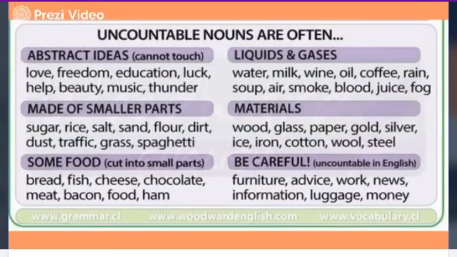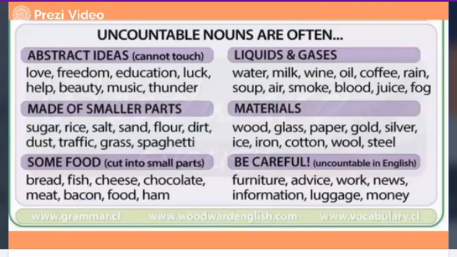Uncountable nouns are often abstract ideas or feelings like love, freedom, education, luck, health, beauty, music, thunder, or rain. Also things made of smaller parts, things that are very, very small, like rice, salt, sand, flour, dirt, traffic, grass, spaghetti. They are small, so you're not going to count them when you're eating. Some food, like bread, fish, cheese, chocolate, meat, bacon, food, and ham.